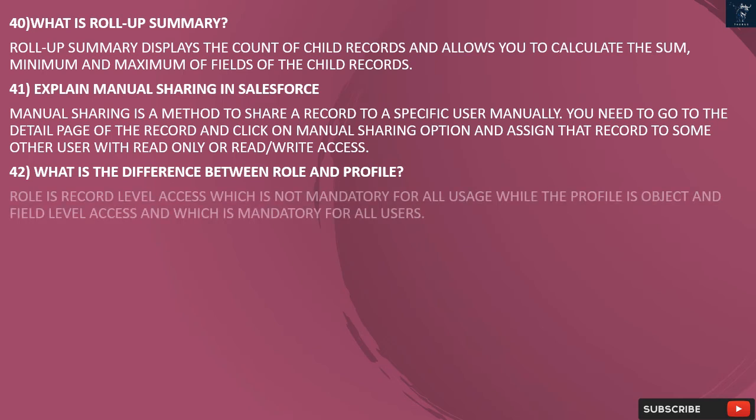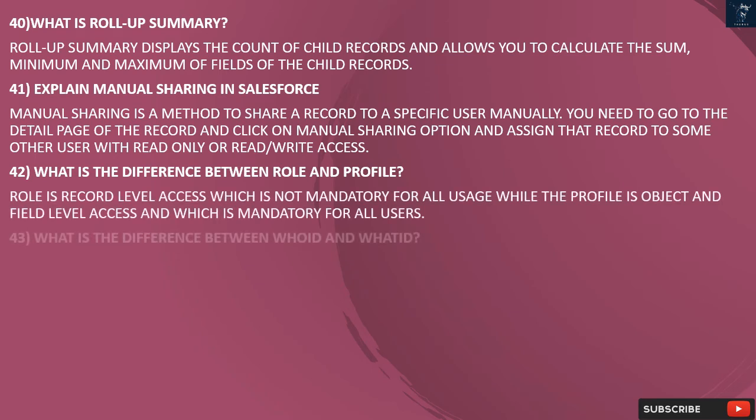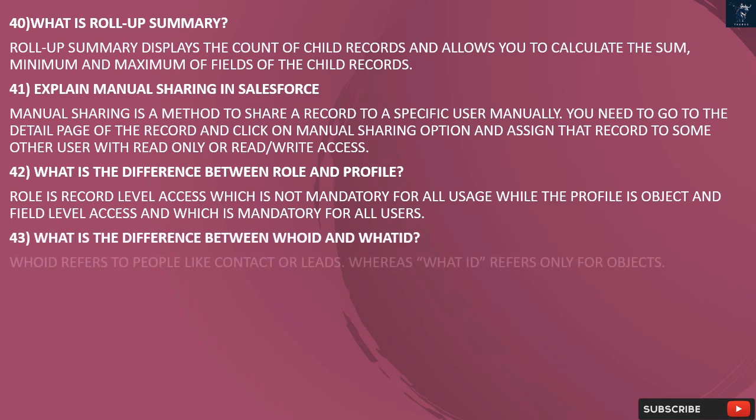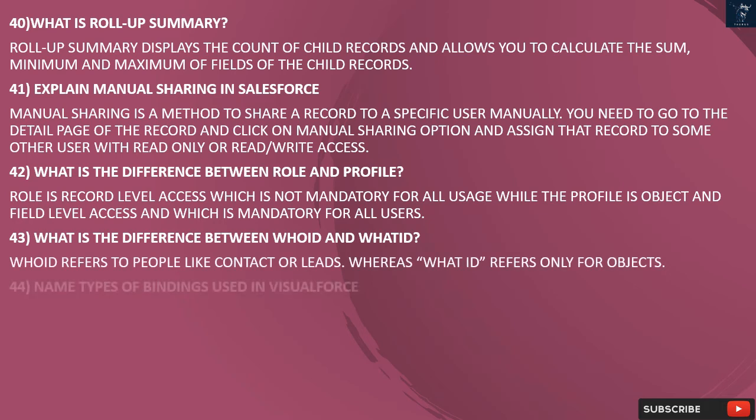40. What is roll-up summary? Roll-up summary displays the count of child records and allows you to calculate the sum, minimum and maximum of fields of the child records. 41. Explain manual sharing in Salesforce. Manual sharing is a method to share a record to a specific user manually. You need to go to the detail page of the record and click on the Manual Sharing option and assign that record to some other user with read-only or read-write access.